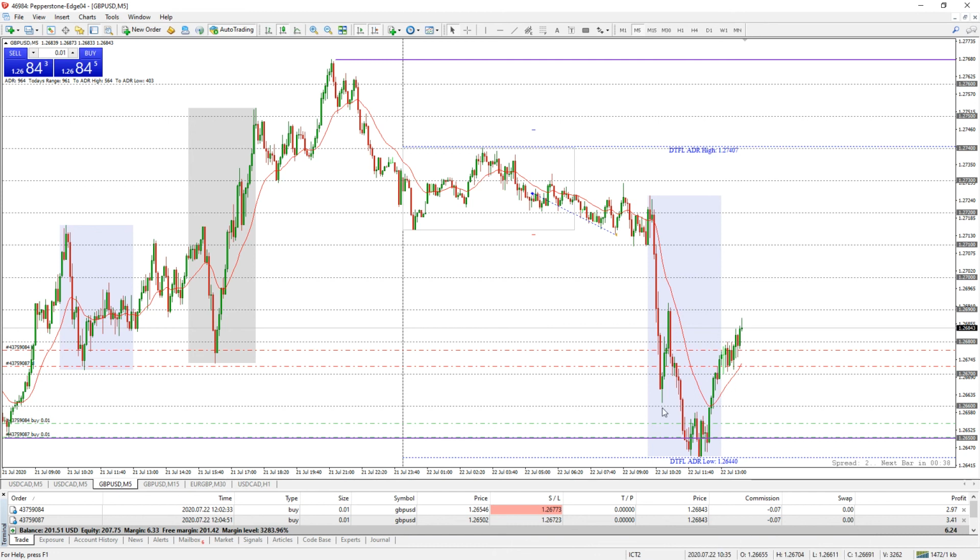So if this is stopped out, well, fine, it's already in profit, so we'll just let it be, and we'll see whether there's another trade during the New York session.